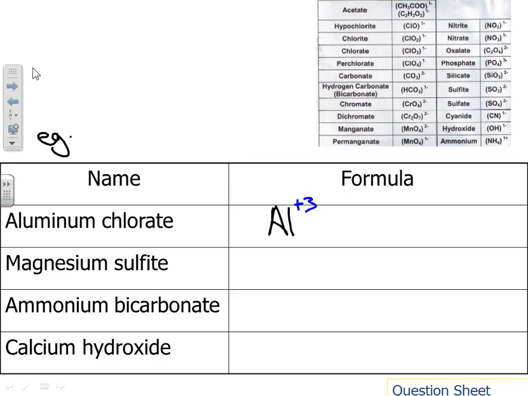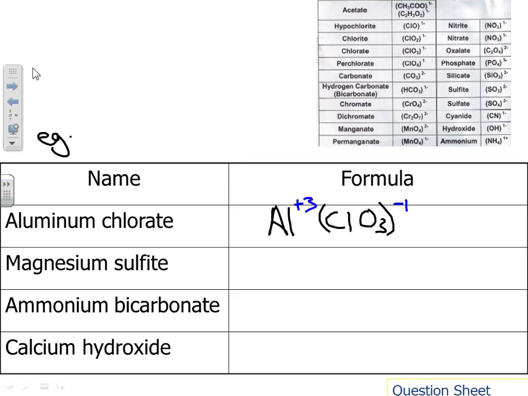Chlorate. I go to my table. Could somebody tell me what the chlorate ion is? Just got to find it on the chart and tell me what it is. Jess? ClO3. Is that what you said? Put brackets around it. What's the charge on that? -1. Excellent. Again, you do not have to necessarily write that down.